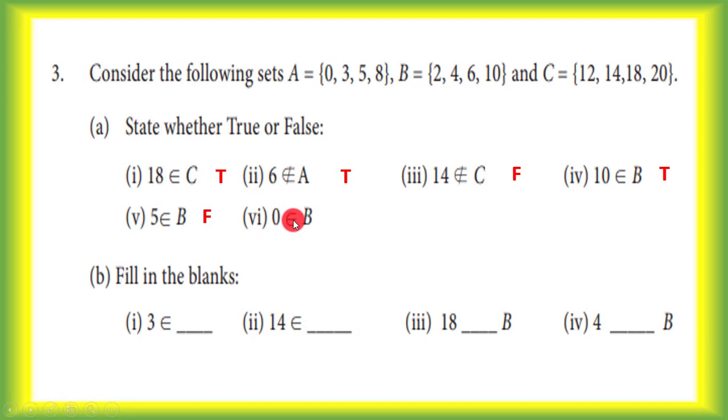0 belongs to B. Is it true or false? False, because 0 is not an element of B. 0 is an element of A. 3 belongs to, the element 3, which set does it belong to? A. So 3 belongs to A. 14 belongs to C. 18 does not belong to B. 4 belongs to B.